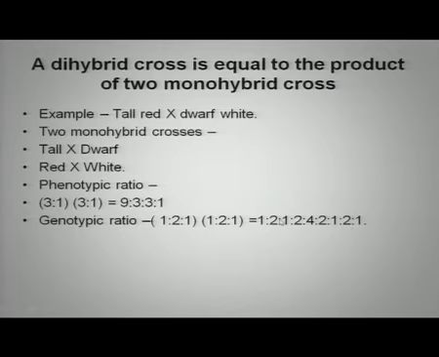Now, this particular ratio, the F2 genotypic ratio of a dihybrid cross, is also the product of the genotypic ratio of two monohybrid crosses. And we know that the genotypic ratio of a monohybrid cross is 1:2:1. So, it is 1:2:1 into 1:2:1. Here you will get the product 1:2:1, 2:4:2, 1:2:1.